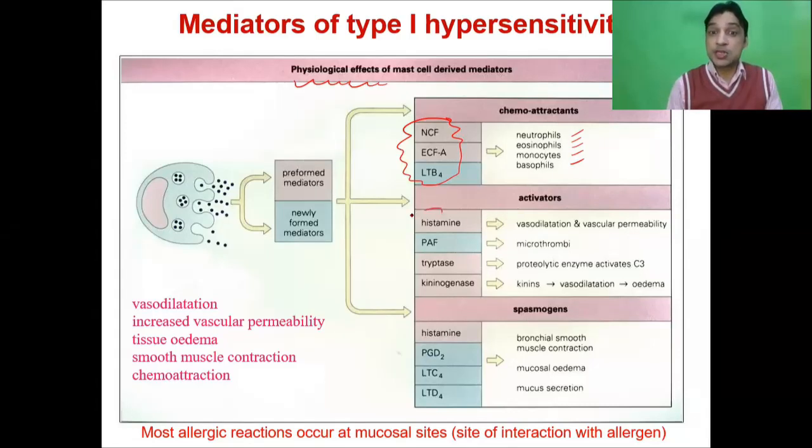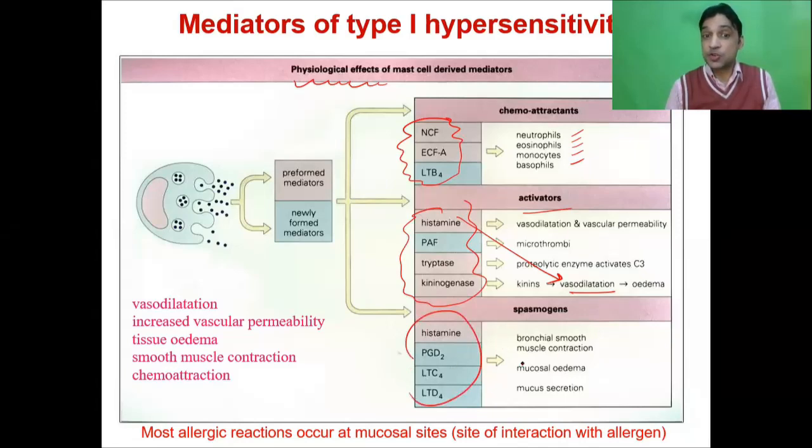They also produce chemicals which are activators, which speed up the immune reaction and activate many immune reactions. Vasodilation, you might remember, is the work of histamines, if you can guess. And then we have spasmogens, which do other functions and cause other troubles. So these are the physiological outcomes of the overactivation of the mast cells.